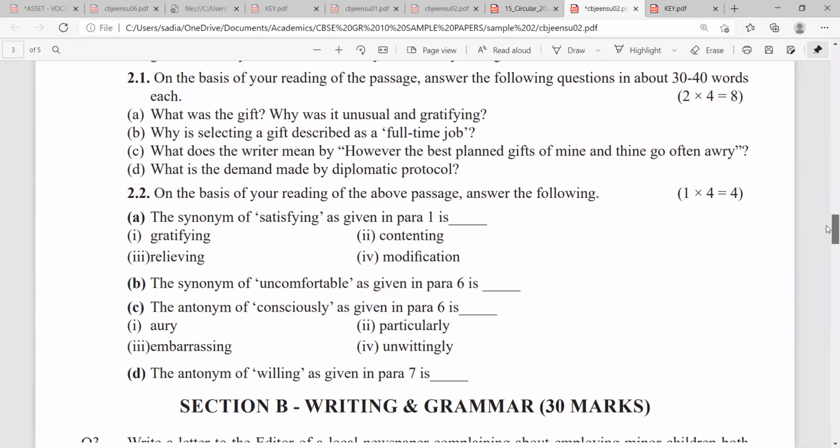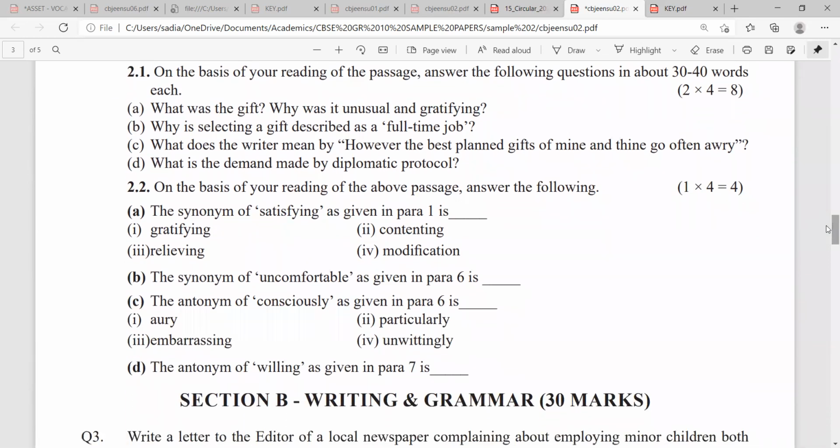This is an MCQ question, and these are vocabulary based questions without an option given to you. So I'll go back to the paragraph, look for the option, and write the answer. The same applies to the last question.